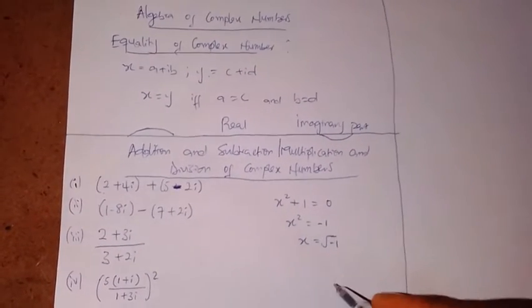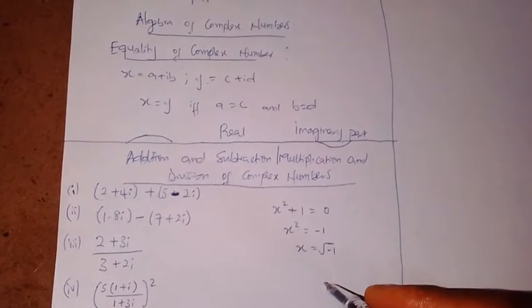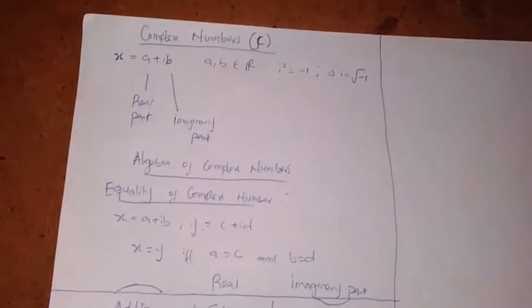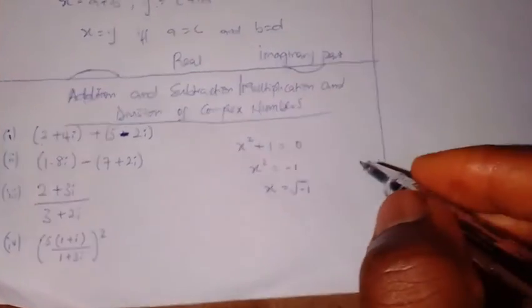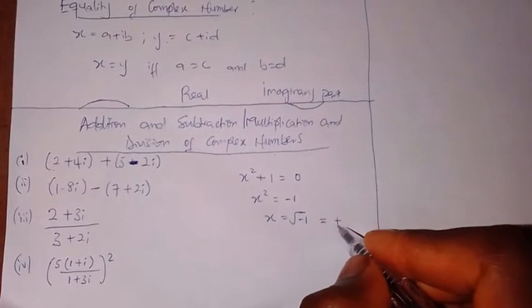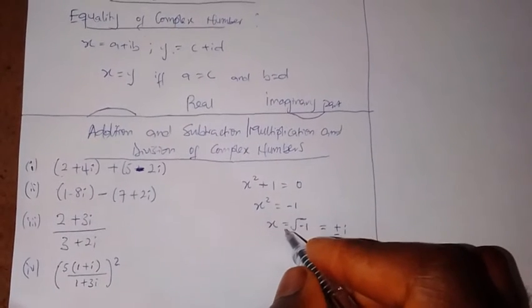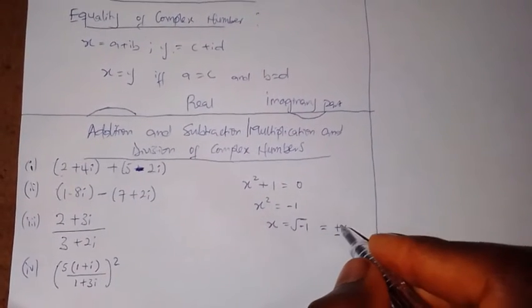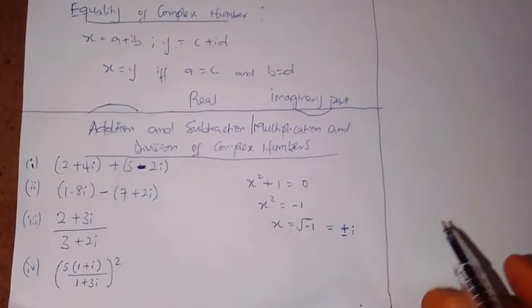minus 1. According to our last class, we said i is the square root of minus 1, or we have our i squared to be equal to minus 1. Now, in this case, we have our x to represent our i here. So I'm going to have this as plus or minus i. Why? Because square root of minus 1 is i. And then, finding the square root of minus 1, it's going to become plus or minus i.